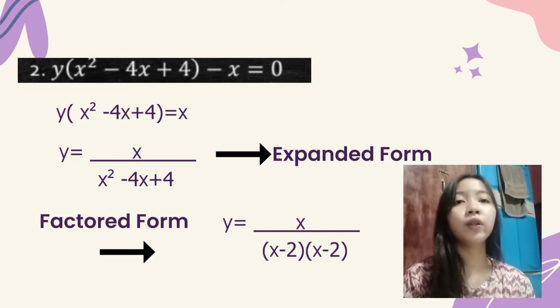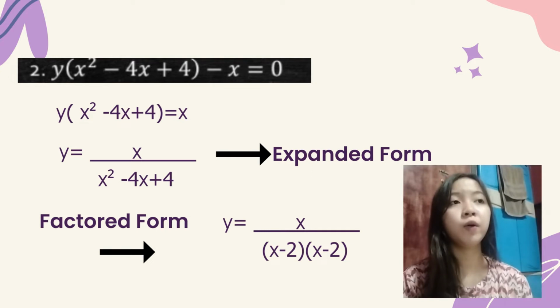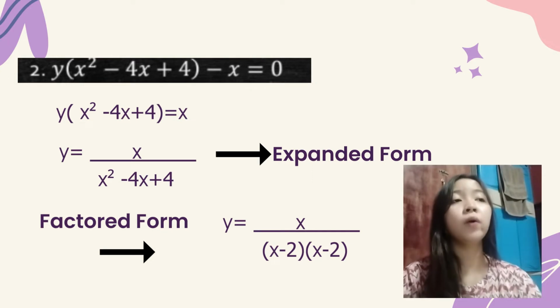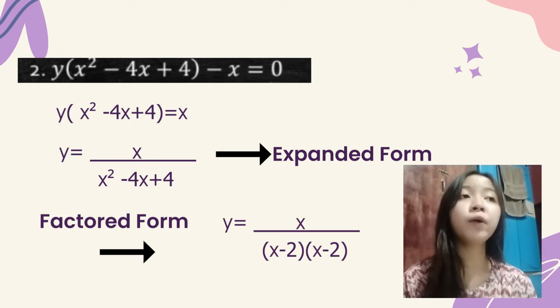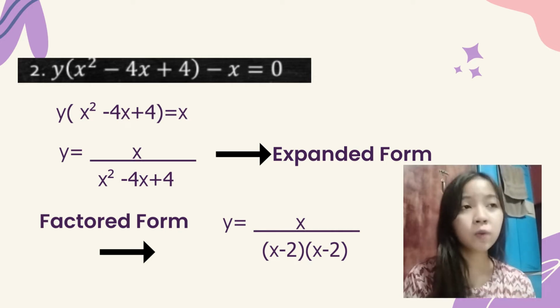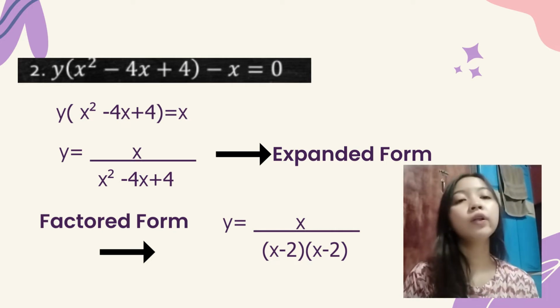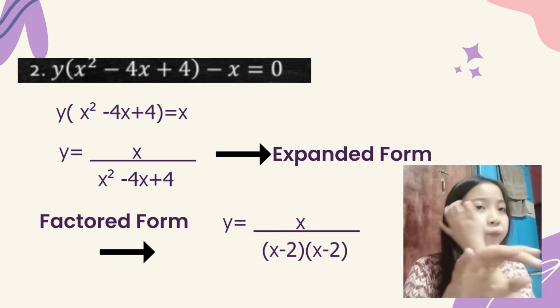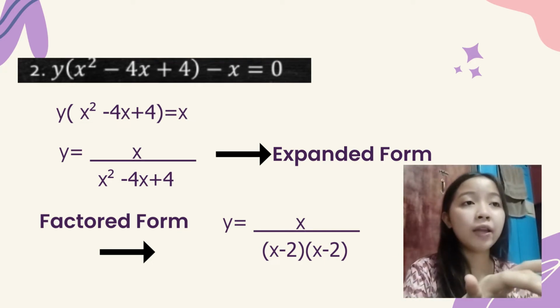So the first thing that we are going to do is to reduce it to the standard form. We will transpose the x, so it becomes y times the quantity x squared minus 4x plus 4 equals x. After that, we transpose it to the expanded form: y equals x over x squared minus 4x plus 4. Now we factor out x squared minus 4x plus 4, so y equals x all over x minus 2 times x minus 2, or x minus 2 squared.